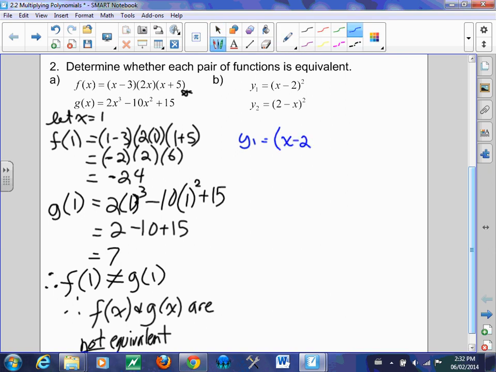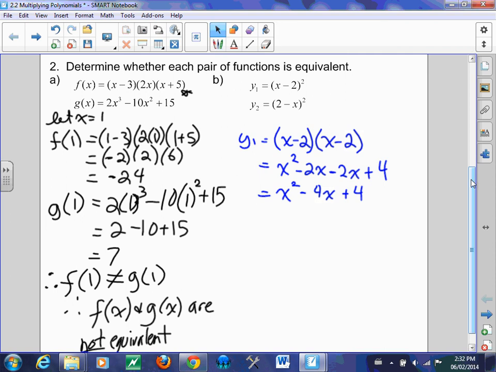You may have remembered it from grade 10. Otherwise, we'll do the old school method, which is to expand it using FOIL. So you're going to have, using FOIL, x squared minus 2x, which is your outside, inside, minus 2x. And last is negative 2 times negative 2, which is plus 4. Okay? And then we're going to collect like terms. So we end up with x squared minus 4x plus 4. That's y1. Now let's take a look at y2. So y2, same thing. Let's expand it.